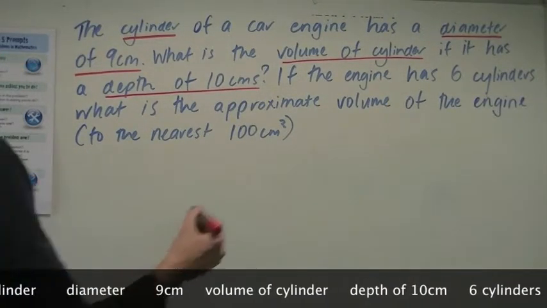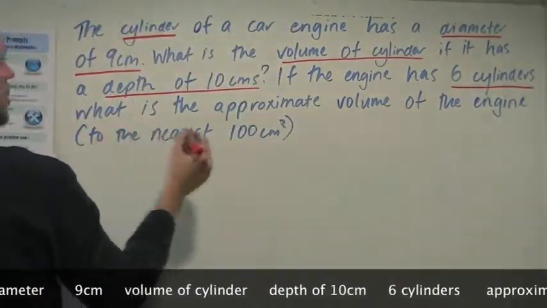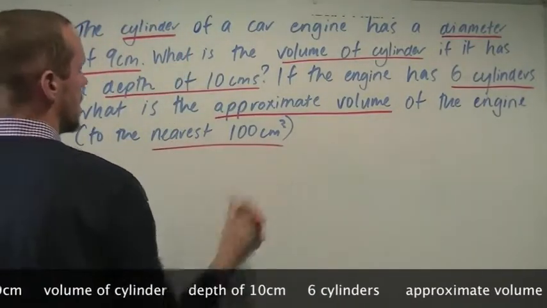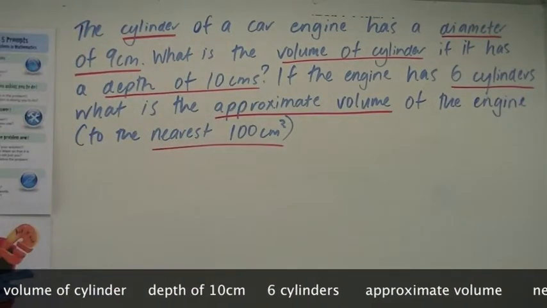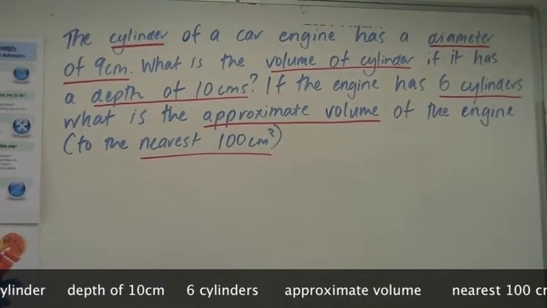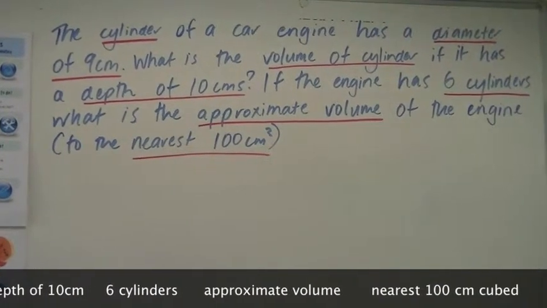If the engine has 6 cylinders, what is the approximate volume of the engine to the nearest 100 centimetres cubed? Now straight away when I look at that question, after we've underlined all the important words, I know there are two parts to that question.